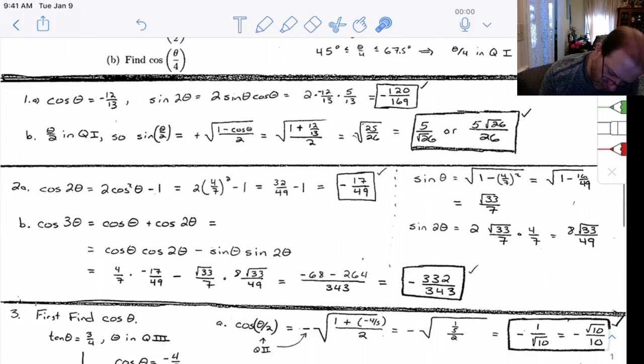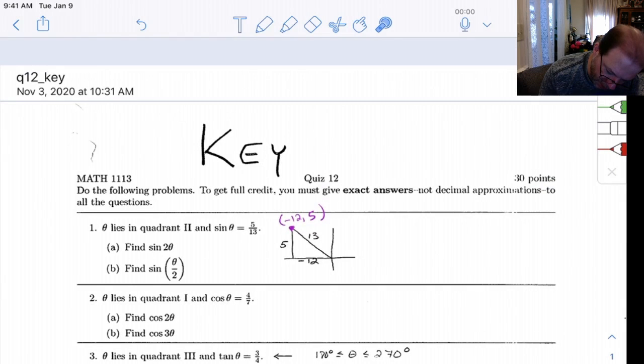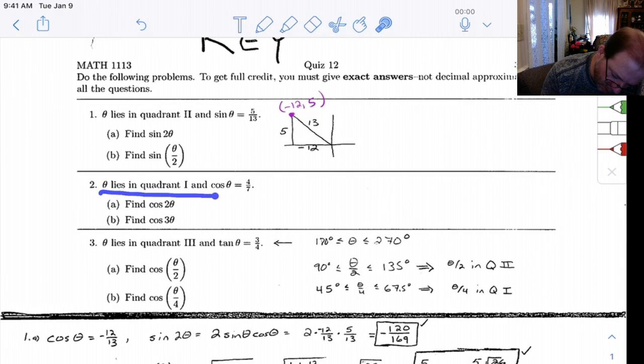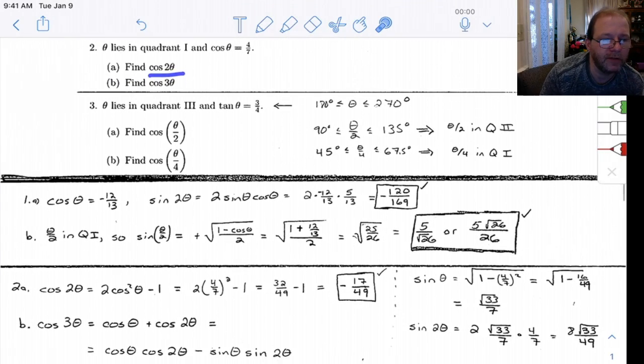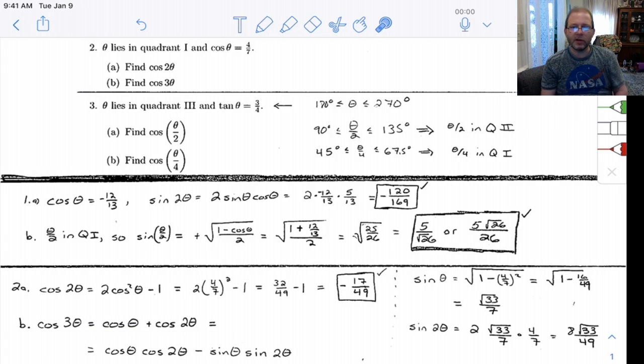All right, problem two. Up here, theta lies in quadrant 1 and cosine is 4 over 7. Most people did pretty good on part A, because we're in quadrant 1, and you can do the formula for cosine without really having to draw anything. For cosine of 2 theta, if you use this formula, you can just plug in the cosine that was given to you, and it spits out minus 17 over 49.